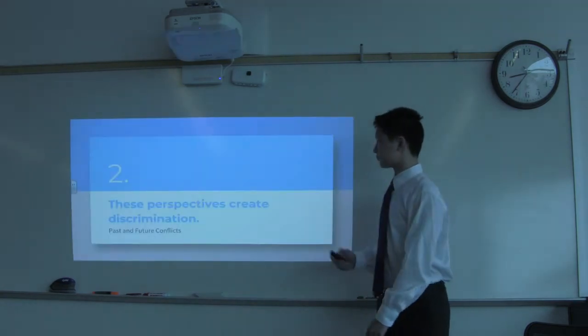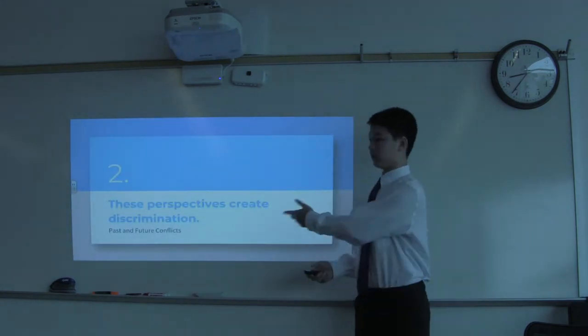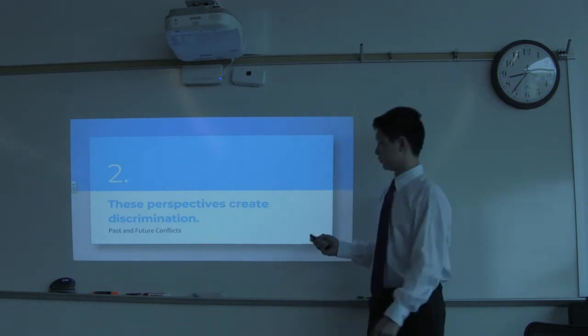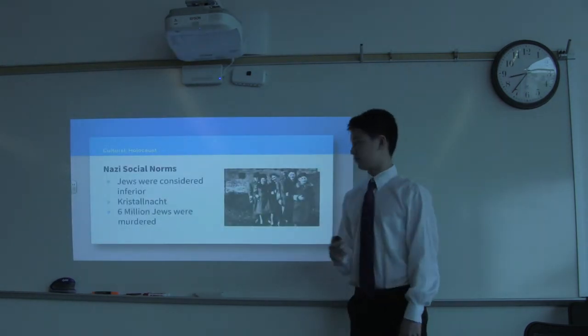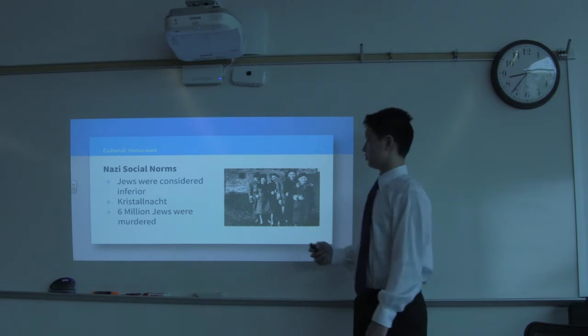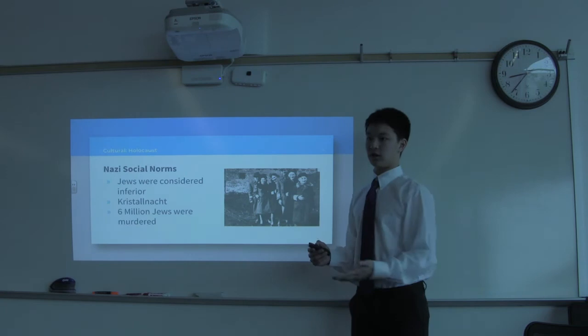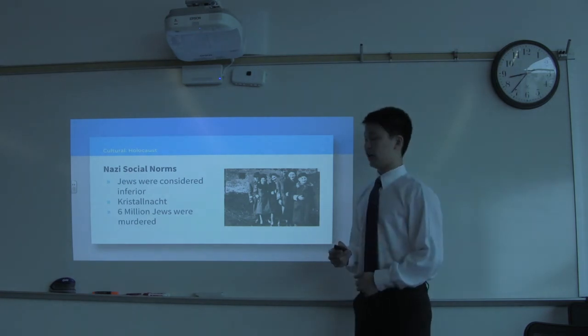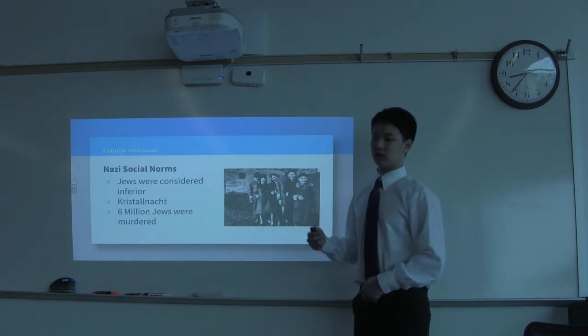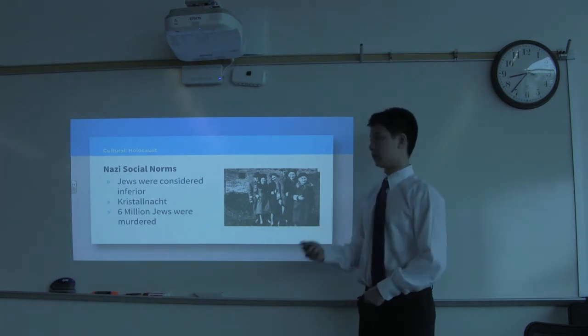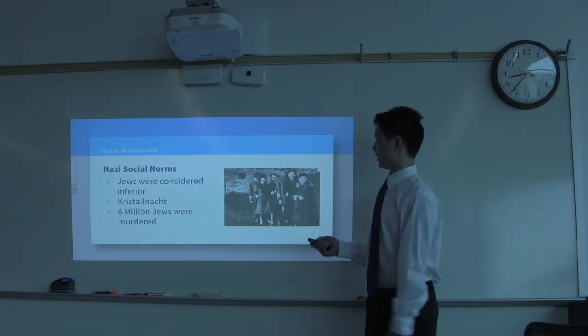Number 2, so how does the scientific evidence cause discrimination? So some cultural conflicts that occurred because of the social norms was the Holocaust. So the Nazi social norms, they believed that the Aryan race was superior to the Jewish people. And because of this, you have Kristallnacht, the murder of 6 million Jews, you have the burning and trashing of Jewish stores. This is because of the Nazi social norm.